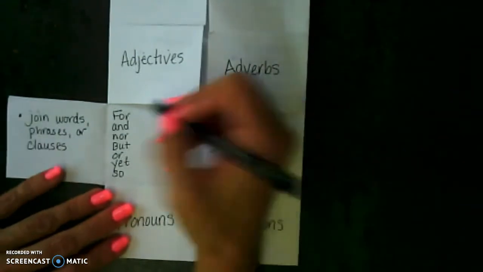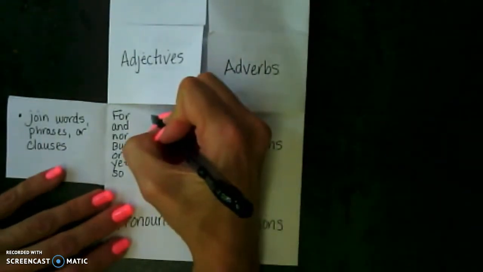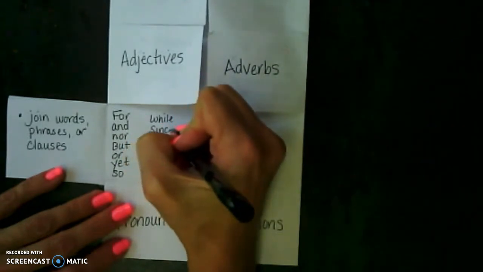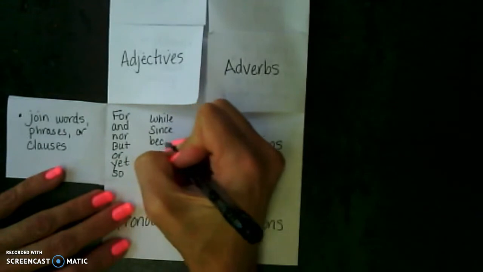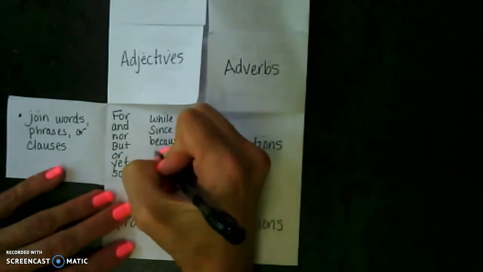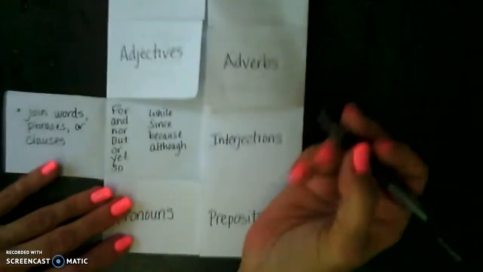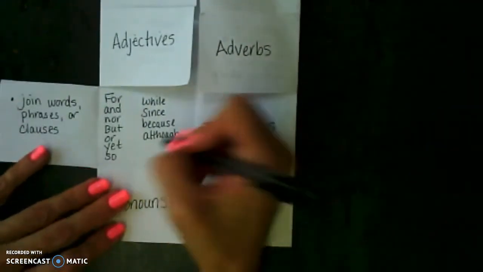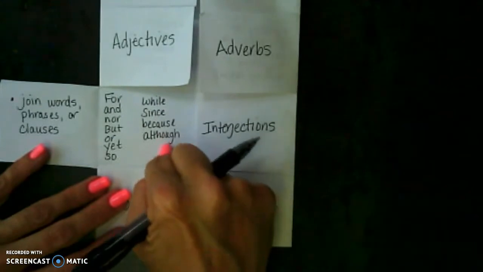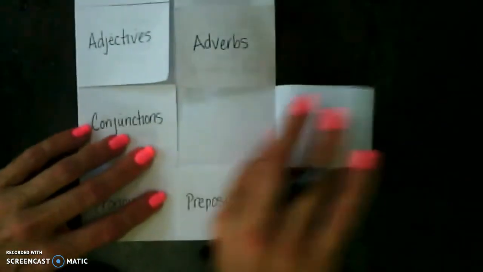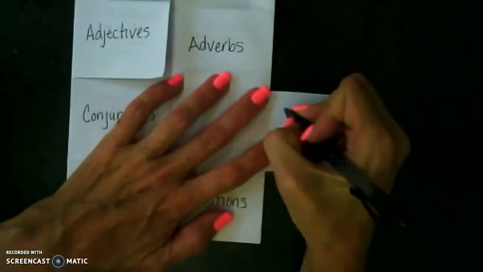And we also have conjunctions, for example, like while, since, because, although, okay, and those can be what we call subordinating conjunctions in complex sentences. All right, interjections express emotion or excitement.